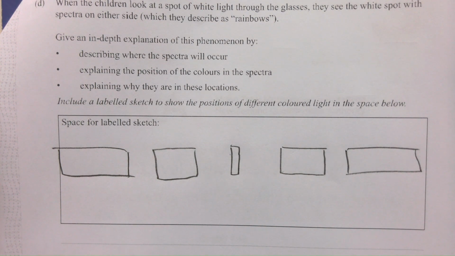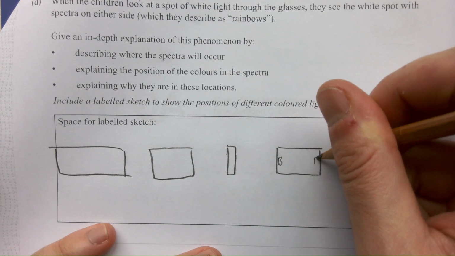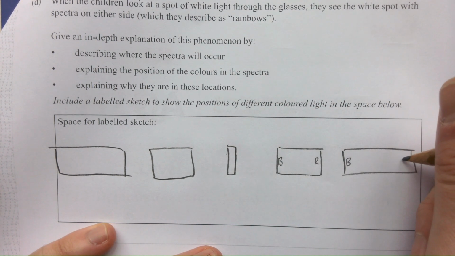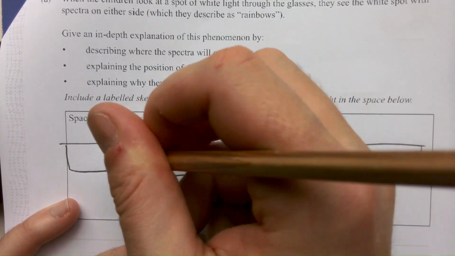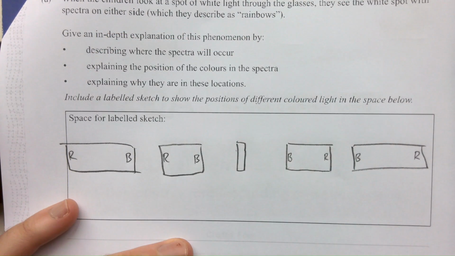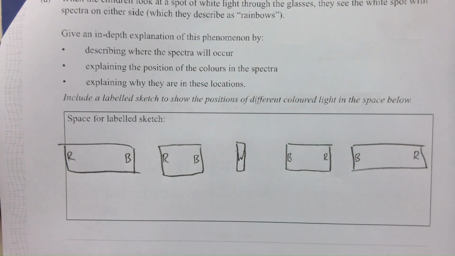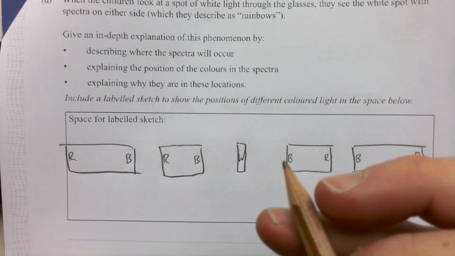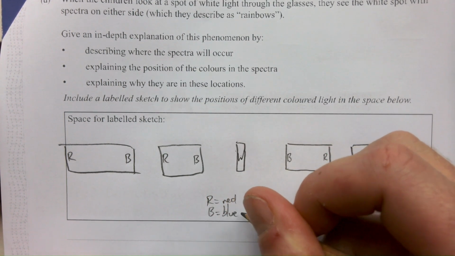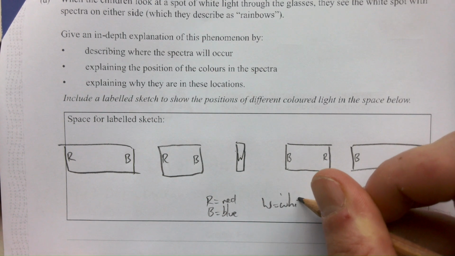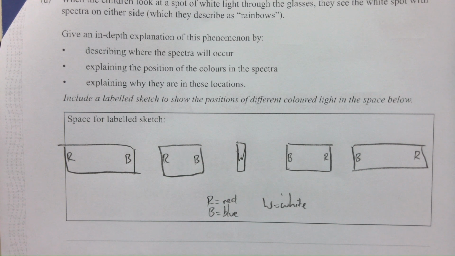Only because I know which way around it is, I'm going to put blue on the inside and red on the outside, which is obviously mirrored on the other side, with blue on the inside, red on the outside. And in our middle one, I'm going to have a little white label. You probably should explain what the letters mean at some point as well, just to make it crystal clear. And again, I'm doing this in pencil so I can rub it out.